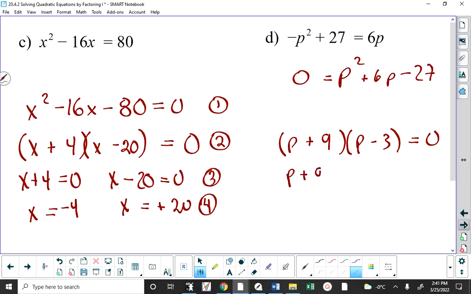So p plus 9 is 0. p minus 3 is 0. That means p is equal to negative 9 and p is equal to positive 3. Capiche? Excellent.